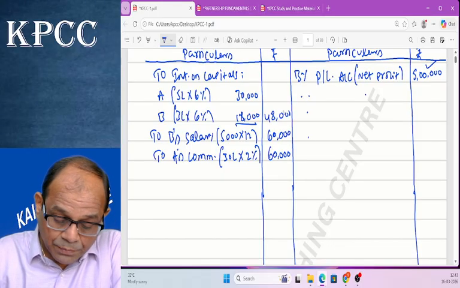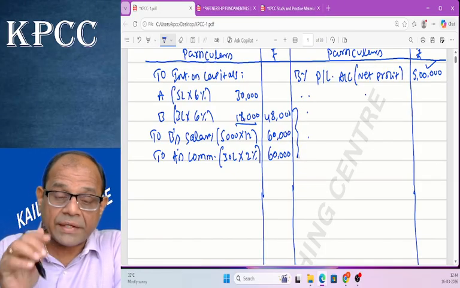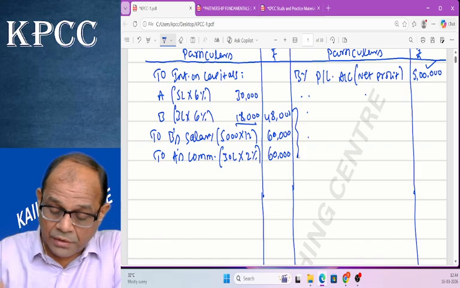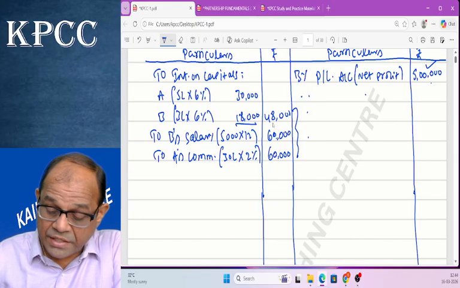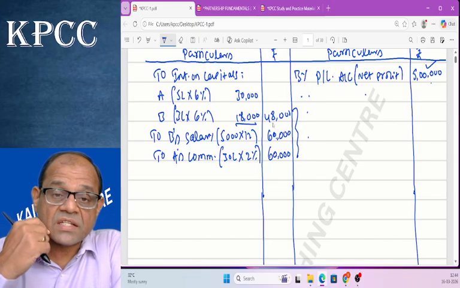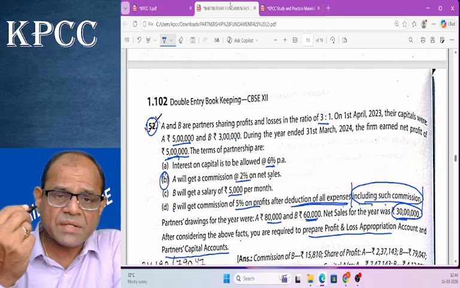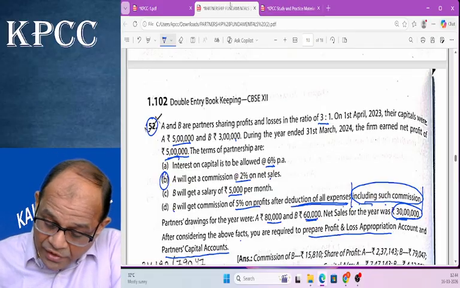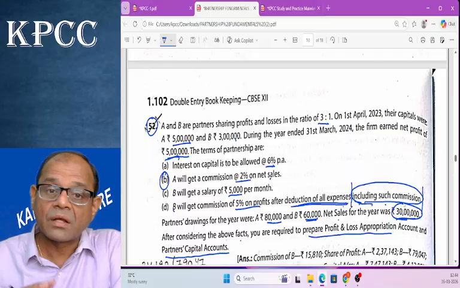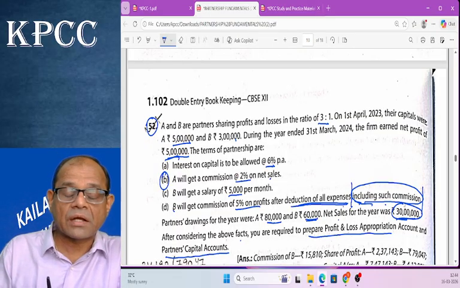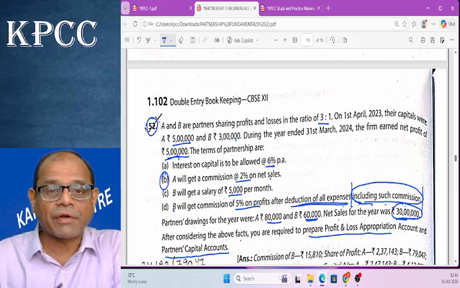From 5 lakhs you subtract these 3 items. Whatever balance is left over, 5% of that. The total of the items is 1 lakh 68,000. So 5 lakhs minus 1 lakh 68,000 is 3 lakh 32,000. 3 lakh 32,000 into 5 by 100. Simple. But he is telling us after including such commission. That means his commission also should be subtracted. How is it possible? Now only we are calculating the commission. He is telling you to subtract that, then whatever profit comes, take 5% of that.